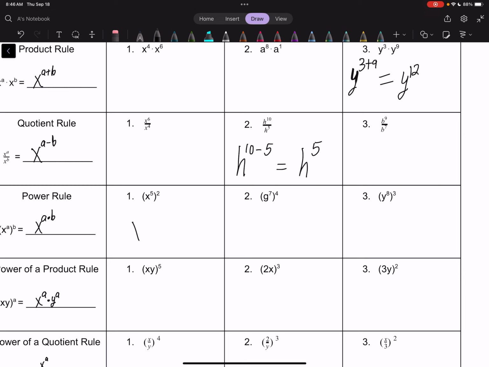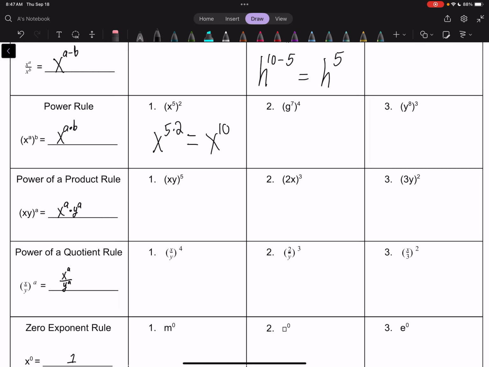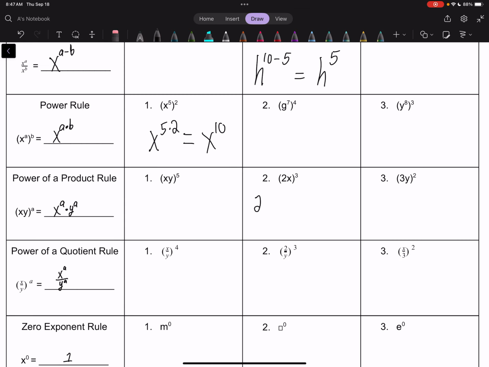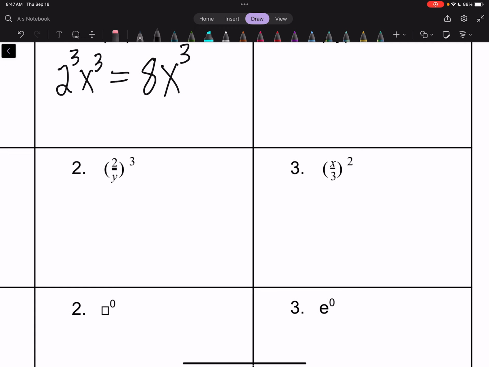Power rule: this is x to the 5th times 2, or x to the 10th power. Power of a product rule: this is 2 to the 3rd, x to the 3rd. 2 times 2 is 4, times 2 is 8, so this is 8x cubed. Power of a quotient rule: this is x squared divided by 3 squared, which is x squared divided by 9.